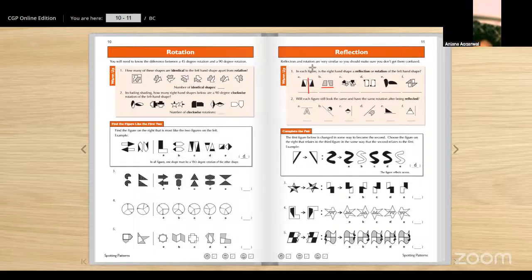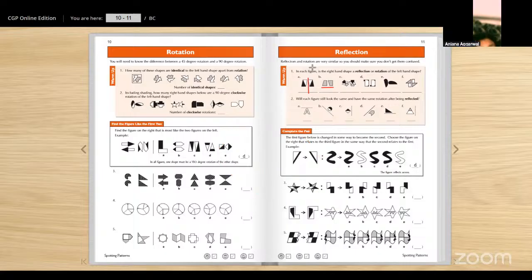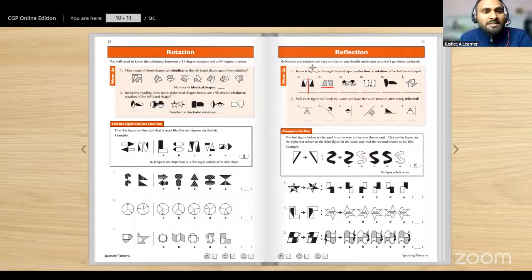Can you see what I wrote? What does differ mean? Differ means different. Okay, the difference between them.